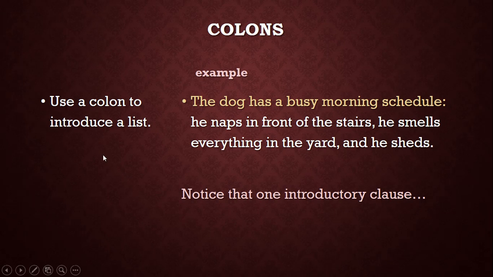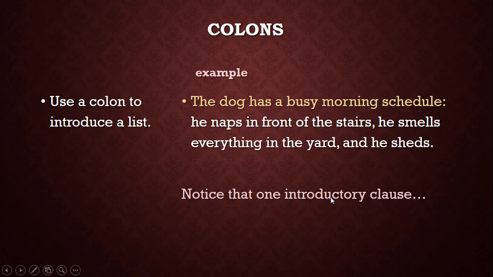So notice that we are still introducing this with a clause. The dog is the subject. Has is the simple predicate or the verb. And then busy morning is the direct object. Actually, schedule is the direct object. Everything that comes after schedule is elaborating on schedule. It's like clarifying it. So it comes right after schedule. That's good placement. We want to do that if we can, because the thing that elaborates, the modifier, should be next to the thing that it modifies.